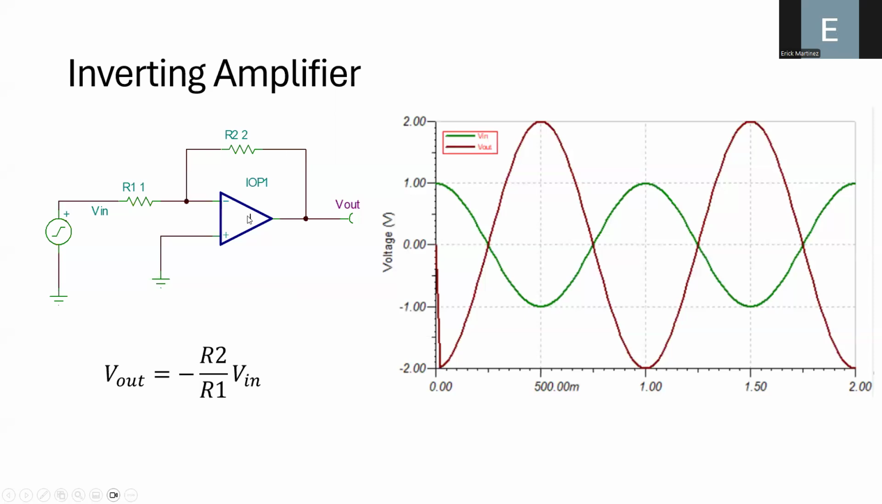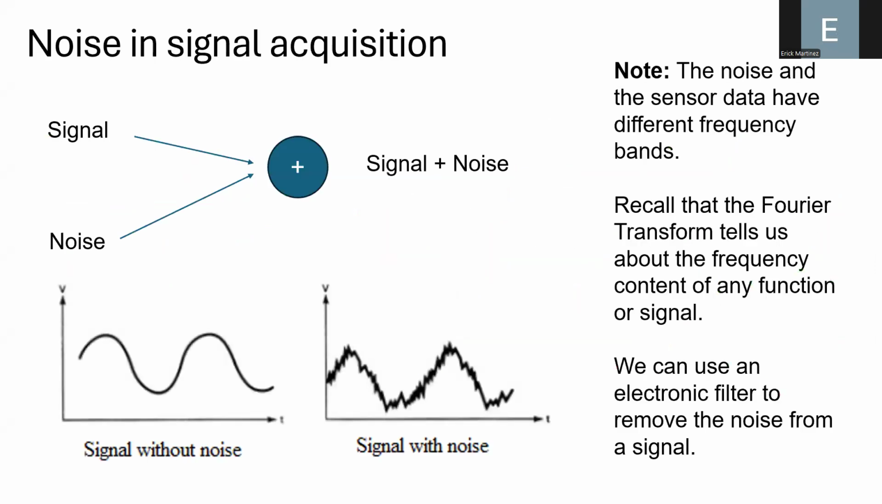And also you can generate an inverting amplifier by, again, using this configuration of the operational amplifier. And again, you can see that I set the value of R2 equal to 2 and the value of R1 equal to 1. So that means that my output voltage will be amplified by a factor of 2, but also the amplitude will be inverted, okay? So you can see here that the amplitude is inverted, but also it is amplified at the same time.